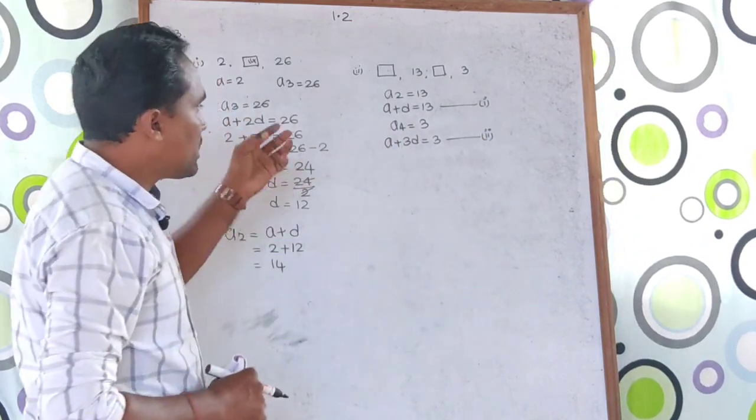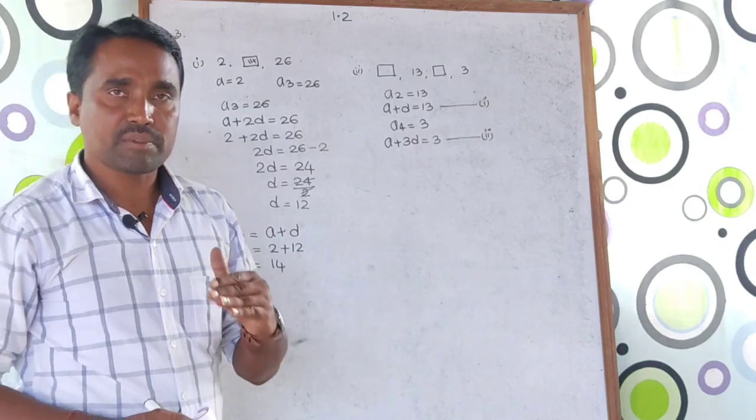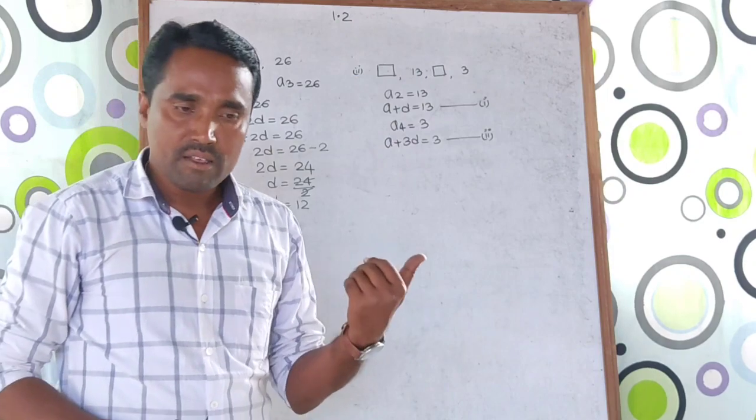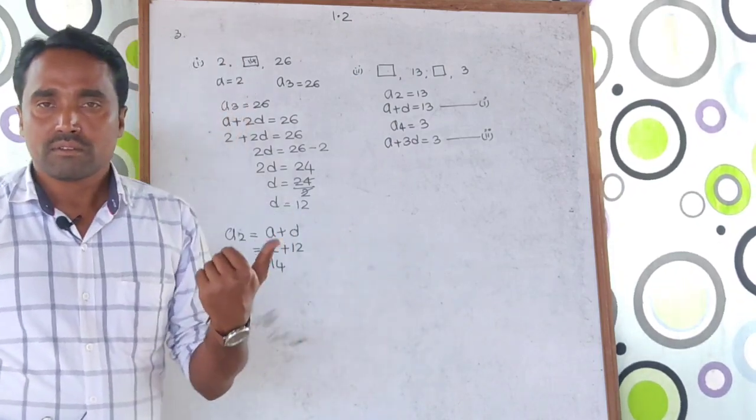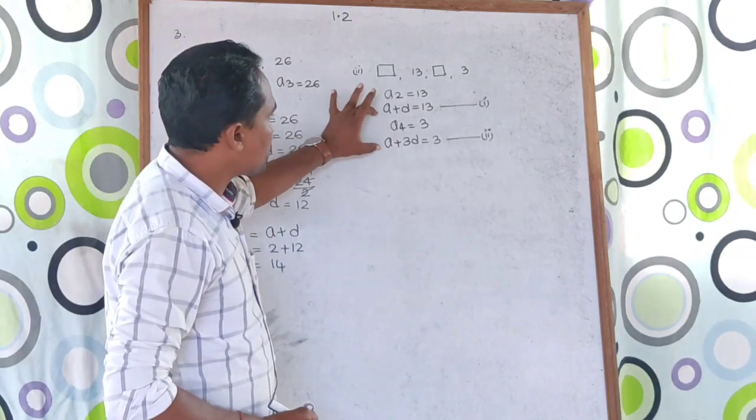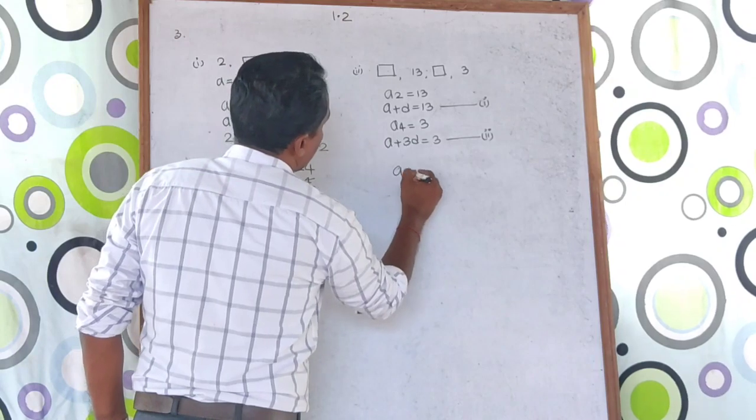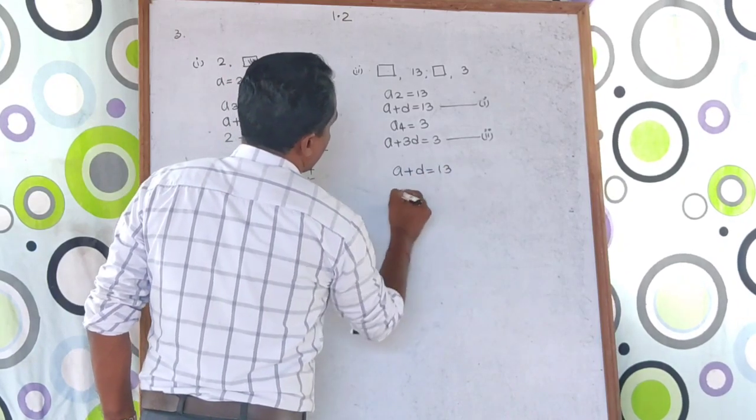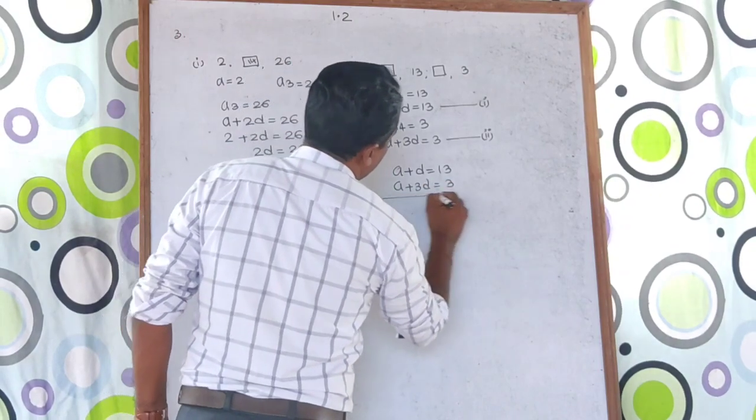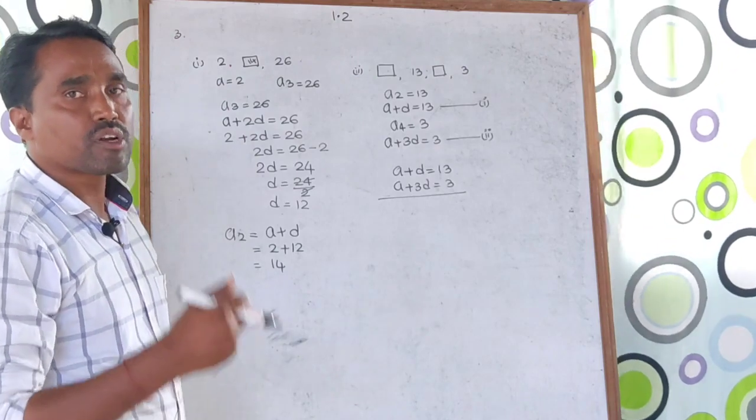Now by taking both the equations, as you know, these are simultaneous linear equations. In the same textbook this year you will get one more chapter, the third chapter, that is called pair of linear equations in two variables. So there you will get such kinds of questions again. Let's see here. A plus D equal to 13. Now A plus 3D equal to 3. Subtract equation number 2 from 1.